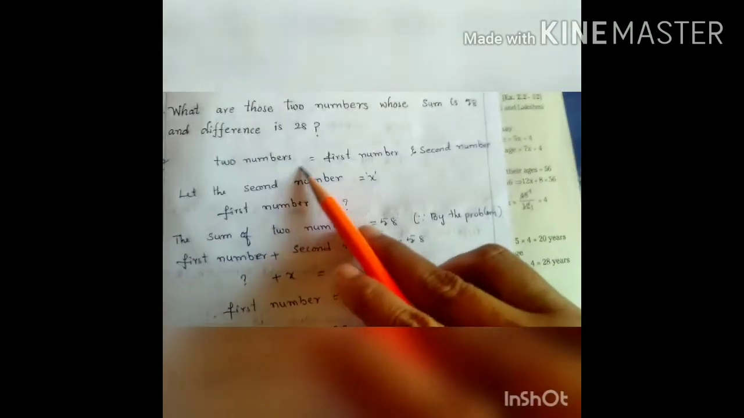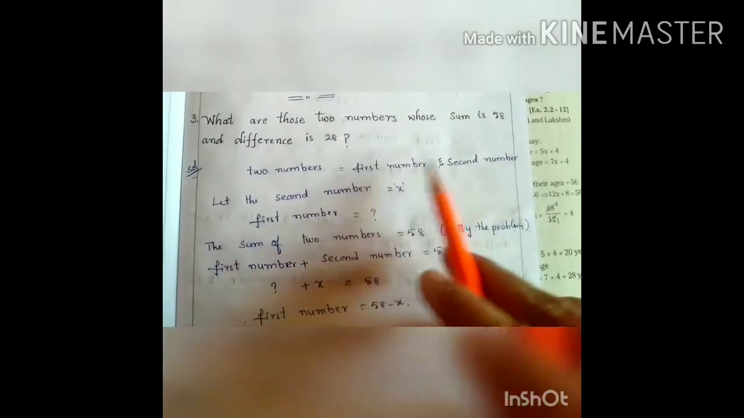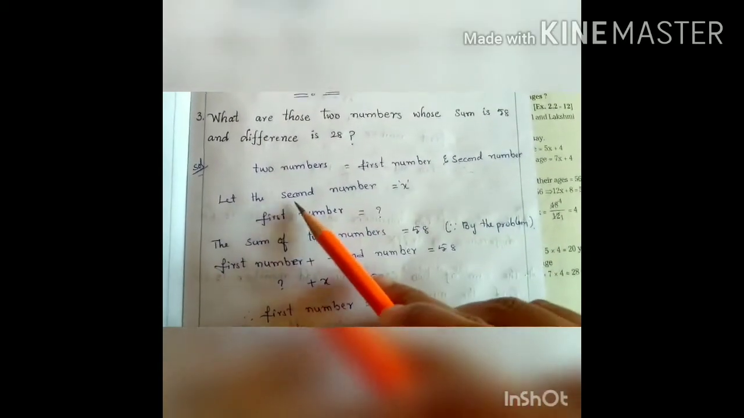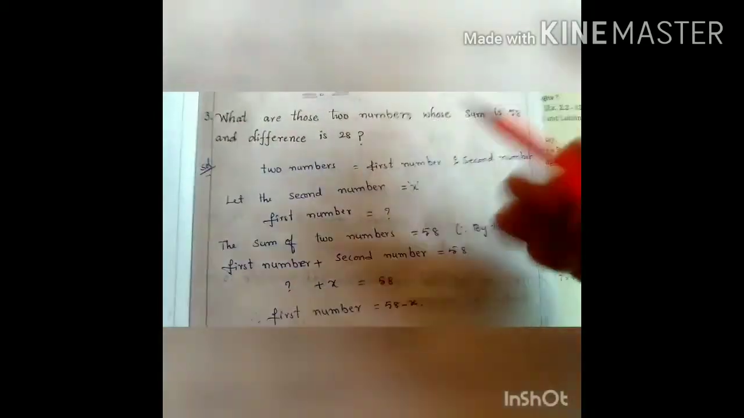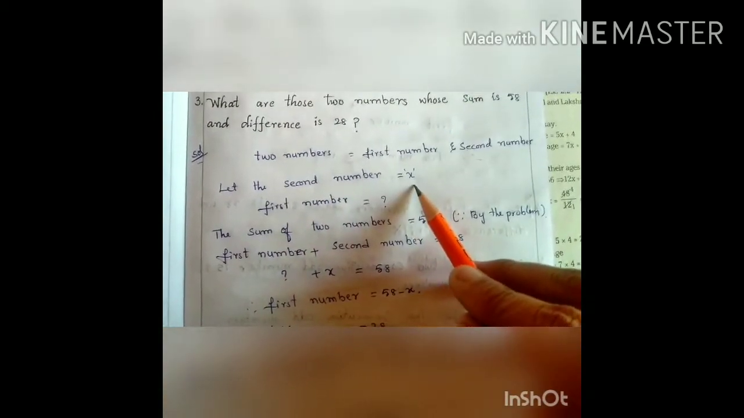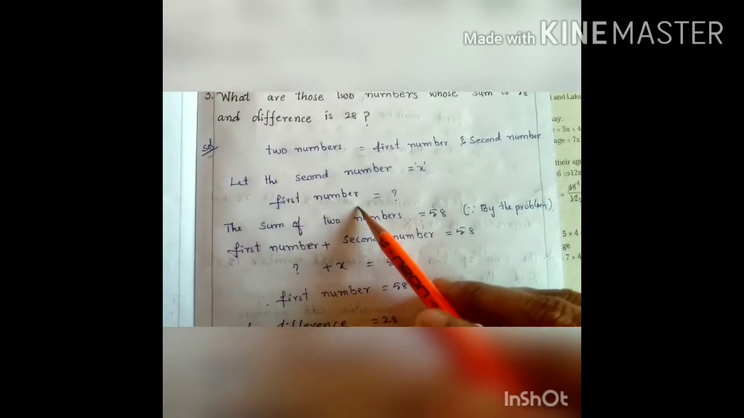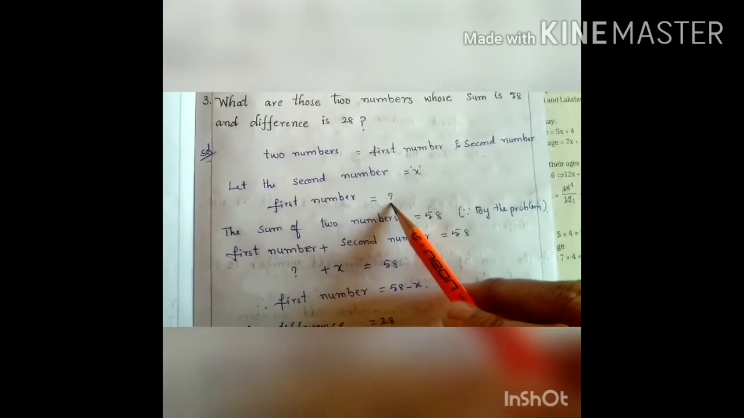So here, for the two numbers, I have to take the first number and the second number. The first number and second number are not given, so I have to take: let the second number equal x. Let the second number equal x. So the first number equals how much? Then you find the first number.